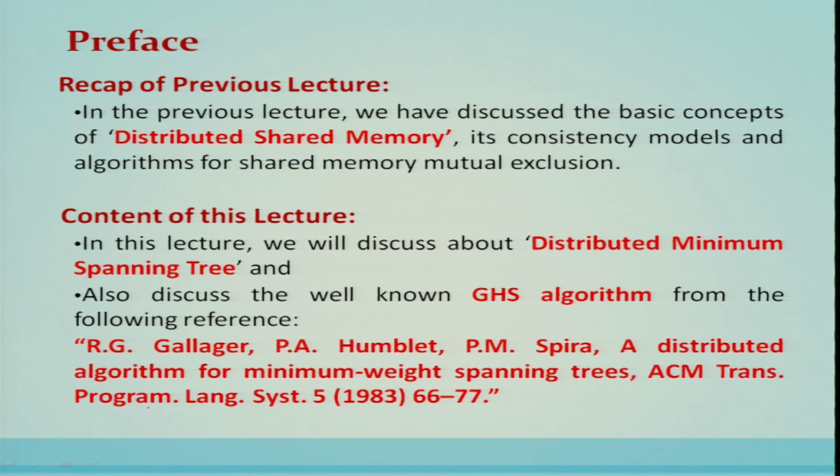In the previous lecture, we discussed the basic concepts of distributed shared memory, its consistency models, and algorithms for shared memory mutual exclusion. Content of this lecture. In this lecture, we will discuss the distributed minimum spanning tree and also the well-known GHS algorithm from the following reference: Gallager, Humblet, Spira, a distributed algorithm for minimum weight spanning trees, in ACM Transactions on Programming Languages and Systems, 1983.